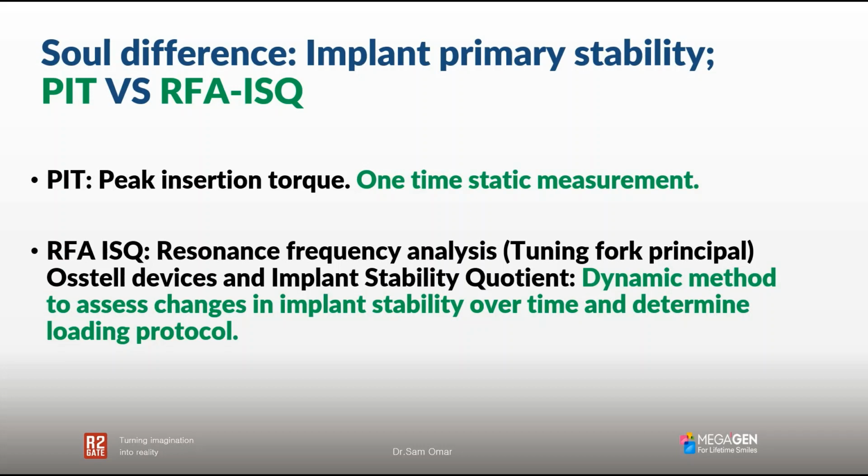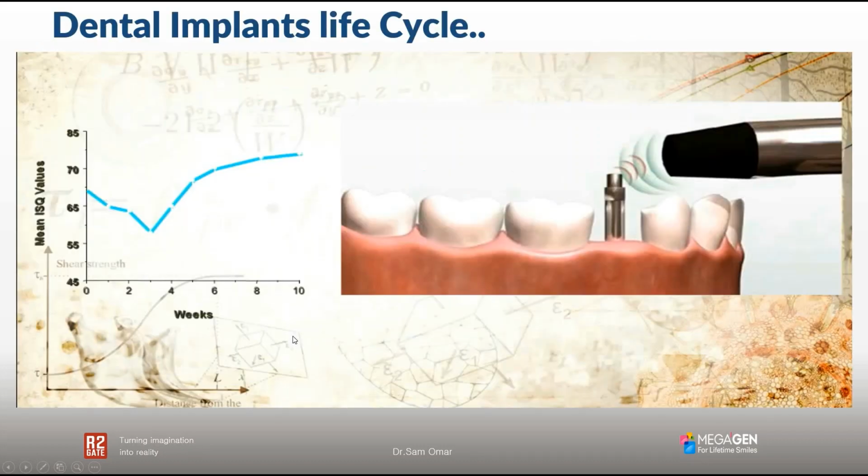But what is the sole difference between peak insertion torque and resonance frequency analysis ISQ? Peak insertion torque is a one-time static measurement. Remember, we mentioned this before. You can only measure insertion torque once. On the other hand, resonance frequency analysis is a more dynamic method to assess changes in implant stability over time and determine the loading protocol.